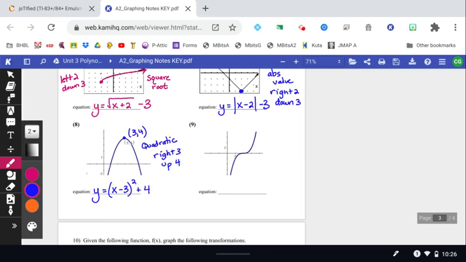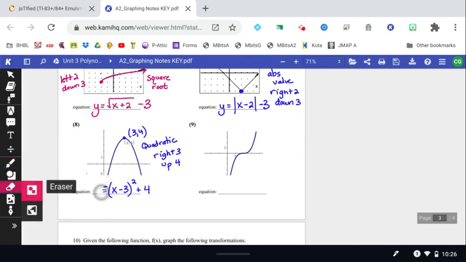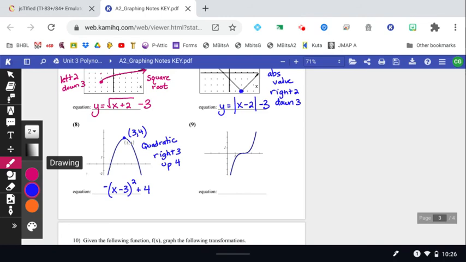And now this is also upside down, so I need a negative out in front of there. Let me fix that, make that look a little nicer there. So y equals negative, and then in parentheses, x minus 3 squared plus 4.